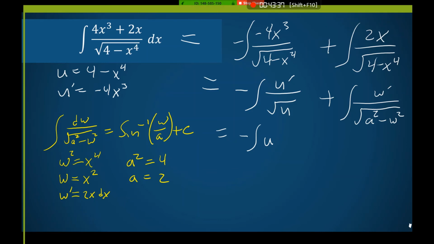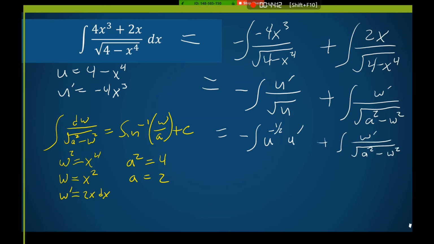So this is u to what power? u to negative 1. Close, negative 1 over 2. 1 over 2, perfect. The 1 over 2 gives me a square root. The negative means it's on the bottom of a fraction. So if I want to rewrite this square root on the bottom of a fraction, that would be u to the negative 1 over 2 power. Okay, that's awesome. And then plus everything over here stays the same: the integral of w prime over root a squared minus w squared. And we are ready to integrate.